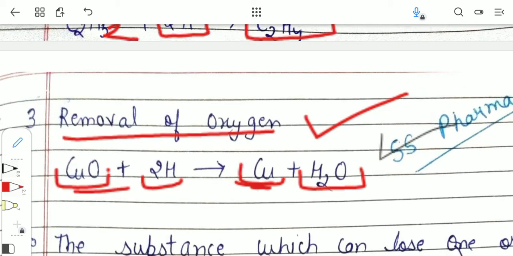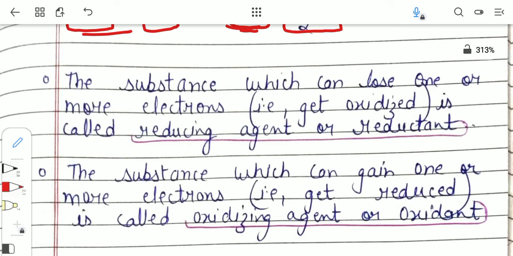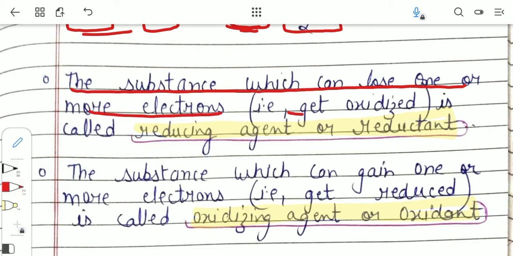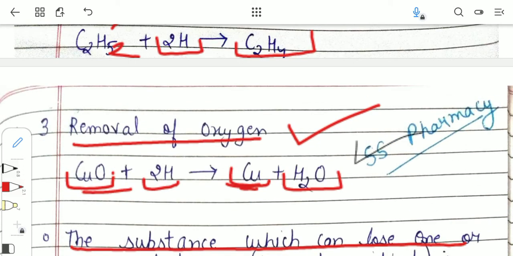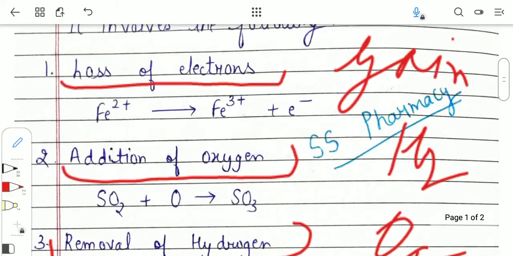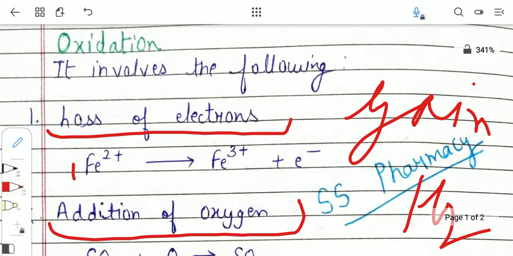Now there are two important terms under this topic which are very often asked: the reducing agent or reductant, and the oxidizing agent or oxidant. The substances which can lose one or more electrons, that is, get oxidized, are called a reducing agent or reductant.